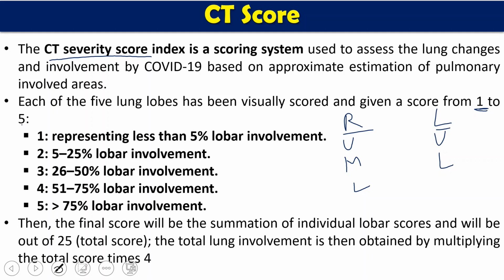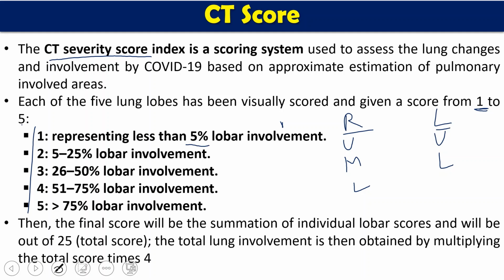When do we give a score of 1 and when do we give a score of 5? If there is no damage, no patches, no glassy appearance, or less than 5% glassy appearance or involvement, we give a score of 1. Similarly, 5 to 25% gets a score of 2. If it is 26 to 50%, it will be a score of 3. 51 to 75% is a score of 4, and more than 75% is a score of 5.